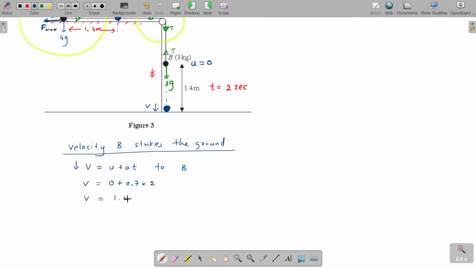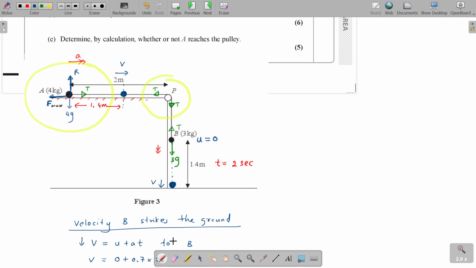So can I know the velocity at which B strikes the ground? 0.7 into 2 is 1.4 meters per second. Do you agree with me? So B strikes the ground with 1.4 meters per second. At the same instant, A also has that same 1.4 meters per second speed. Are you with me? So when B strikes the ground, B is immediately brought to rest. It doesn't rebound, as they say in the question. So what happens to particle A? Just because B comes to the ground and stops immediately, does it mean that A will immediately stop at this point? Definitely no. Why? Because A has achieved a certain velocity and A will continue to move forward.